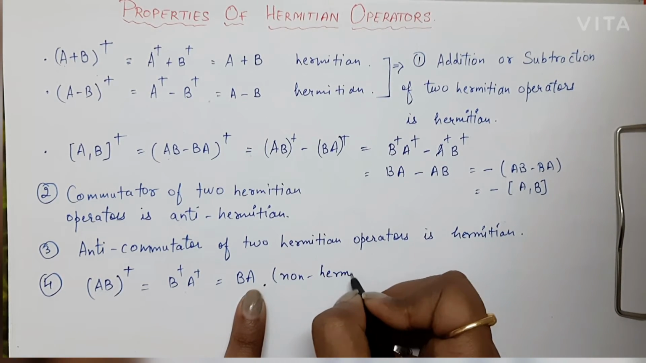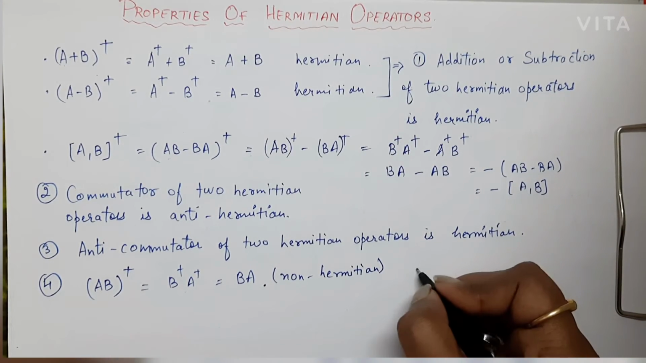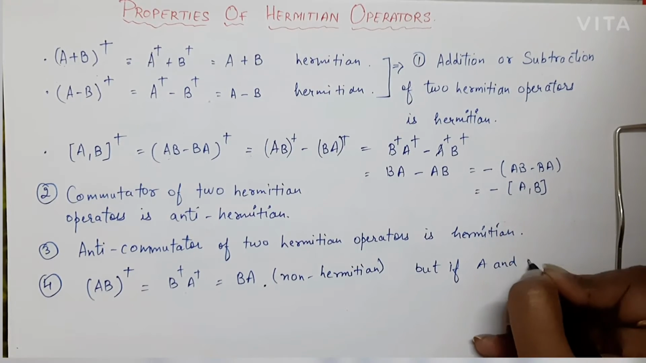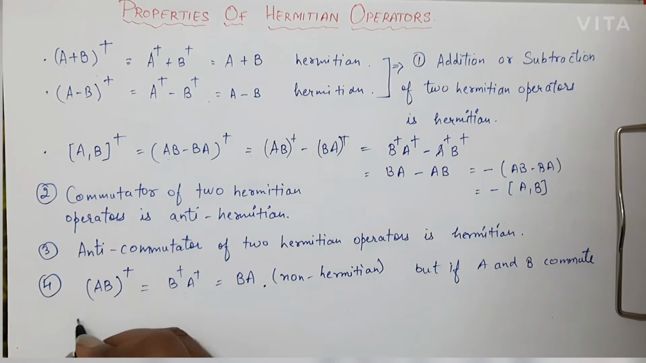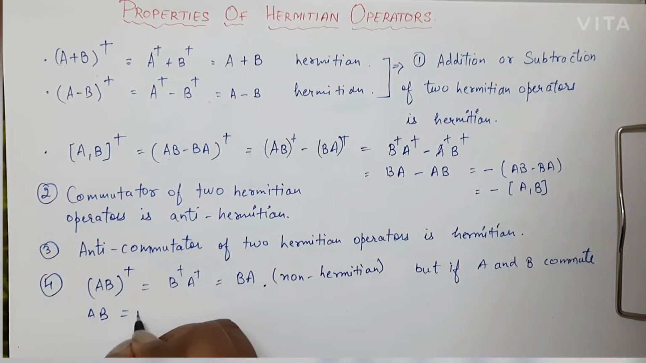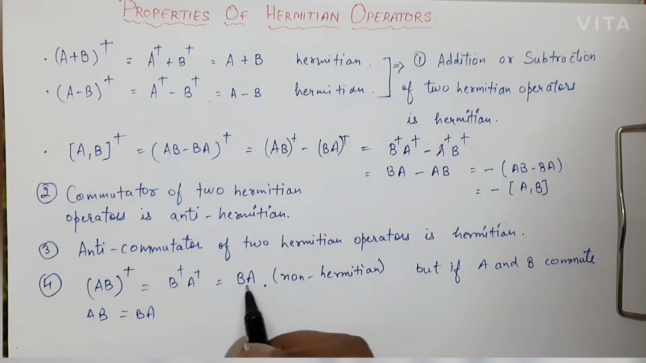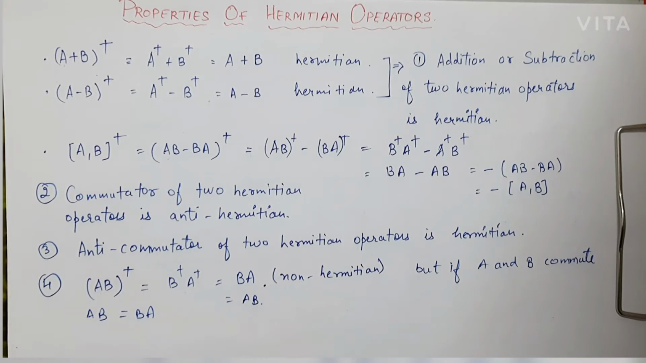But if A and B commute, that means AB equals BA, right? So what happens in that case? See, if AB is equal to BA, then this BA can be written as AB also, right? So (AB) dagger will be equal to AB.